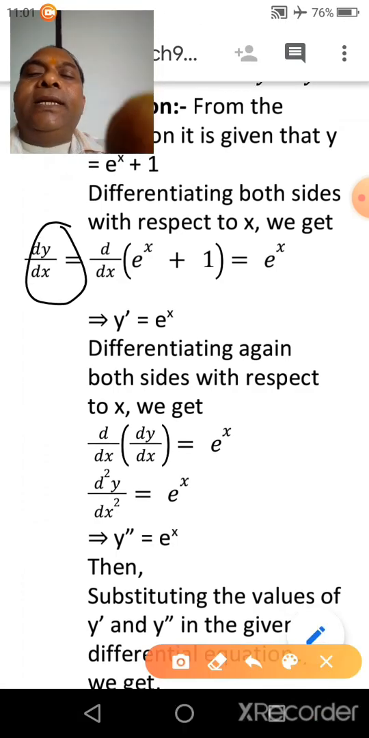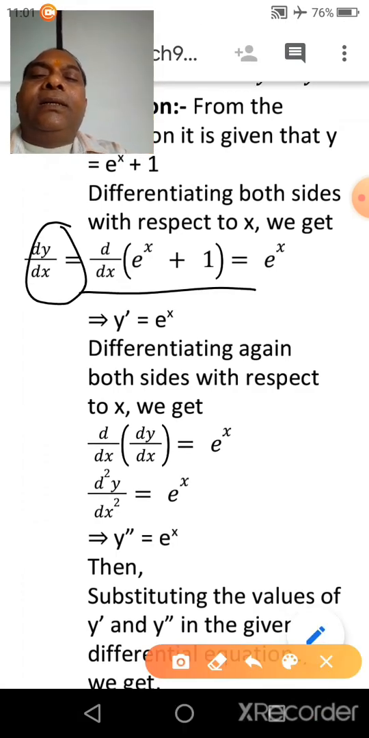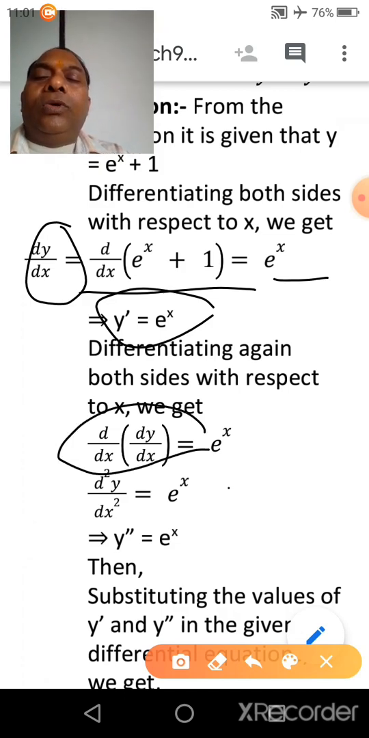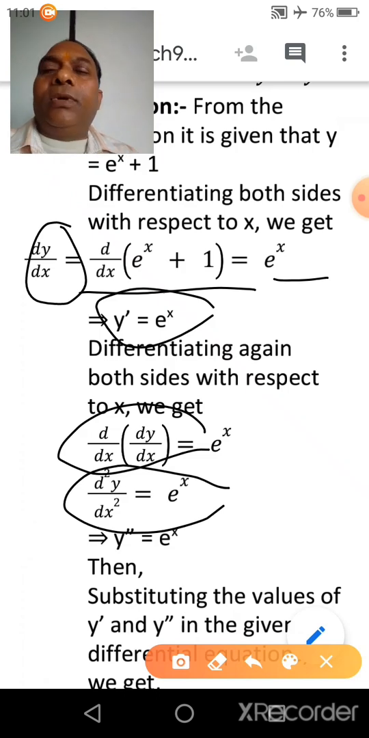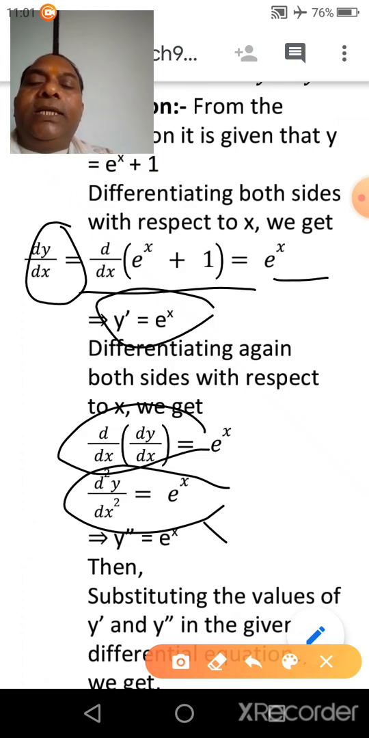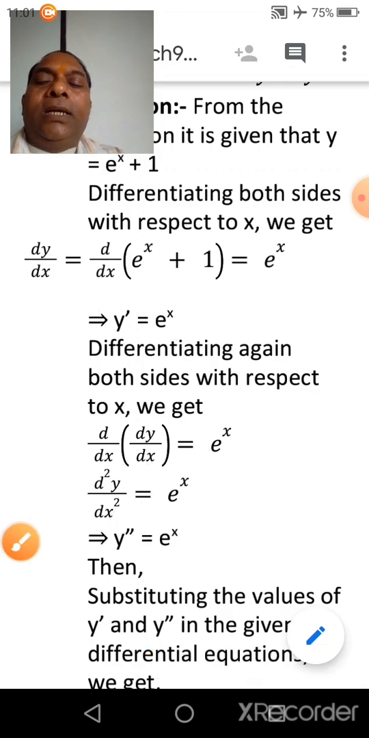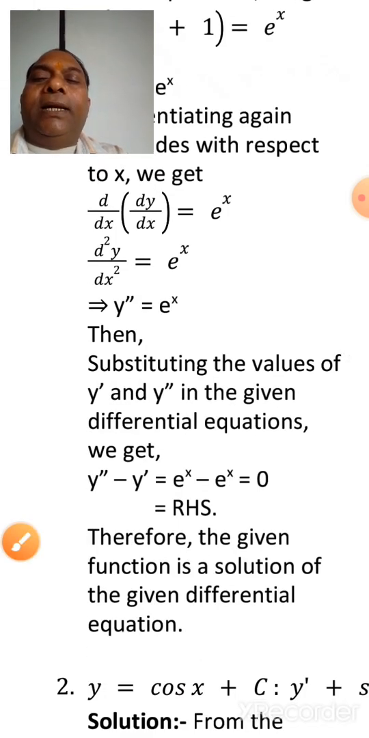Clear? So firstly find y dash. Dy by dx means y dash, which will be e to the power x. So we can write y dash is equal to e to the power x. Now again differentiating. So d2y by dx square is also equal to e to the power x. It means y double dash is also equal to e to the power x. Now put the value of y dash and y double dash in the given differential equation.